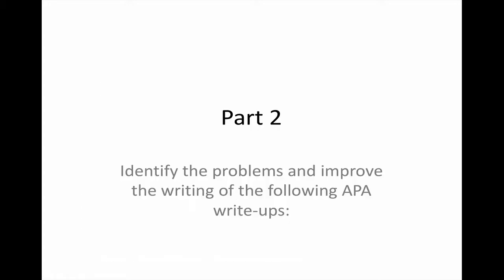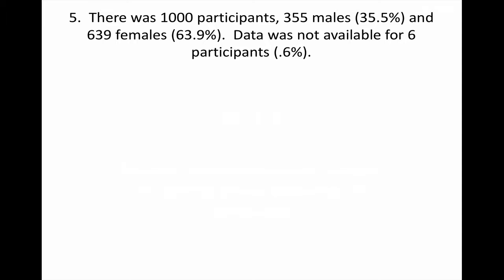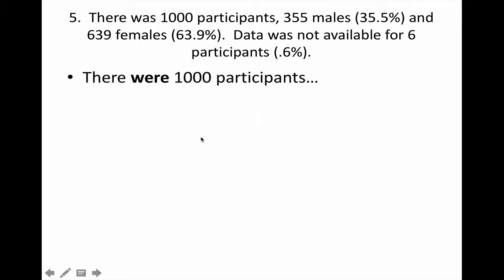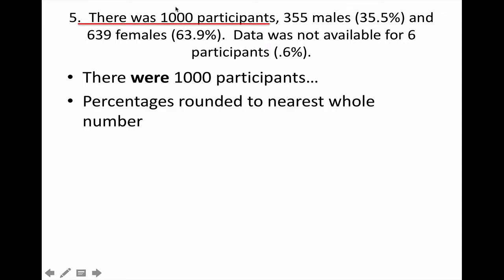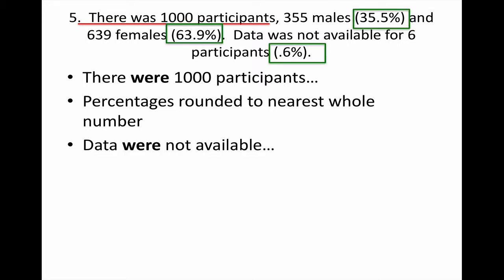Okay, now let's do this a little differently. I'm going to give you some write-ups and you identify the problems with the write-ups. The APA formatting. There was 100 participants, this many males, this many females. Data was not available for this many. Well, first of all, there were 1,000 participants here. Percentages need to be rounded to the nearest whole number. These are wrong. And data were not available. Data is plural. The word data is plural.